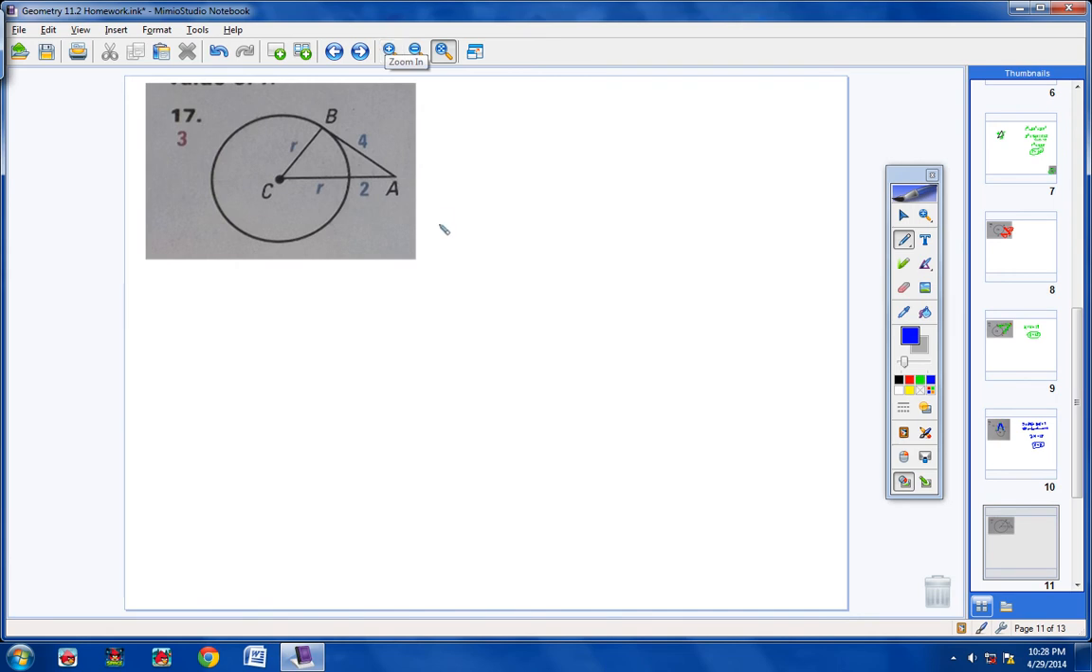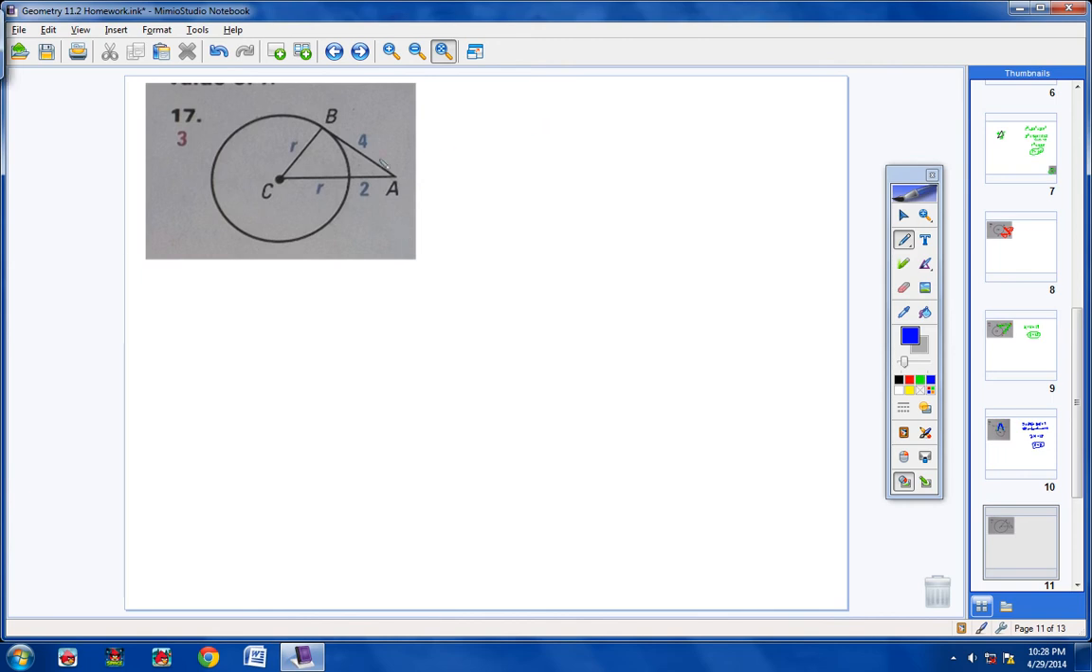Numbers 17, 18, and 19. Now, what they tell us in the directions is that AB is tangent to circle C, and they want us to find the length of R. Now, these are going to be a little harder, so please pay attention and please watch, okay?